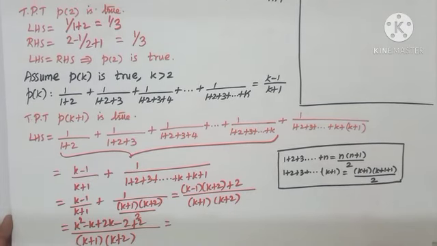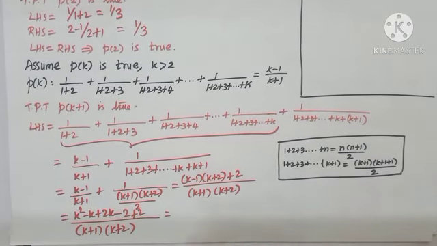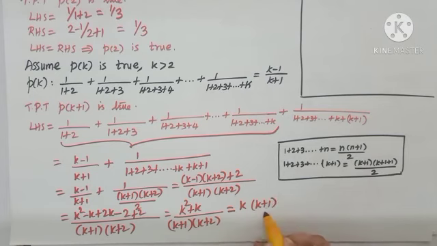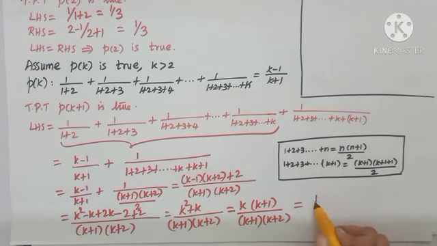Again, plus 2 minus 2 will get cancelled. We are left with k square plus 2k minus k, which is k, by k plus 1 into k plus 2. This is k common into k plus 1 by k plus 1 into k plus 2. K plus 1 I can cancel. I am left with k by k plus 2. This is my LHS answer.